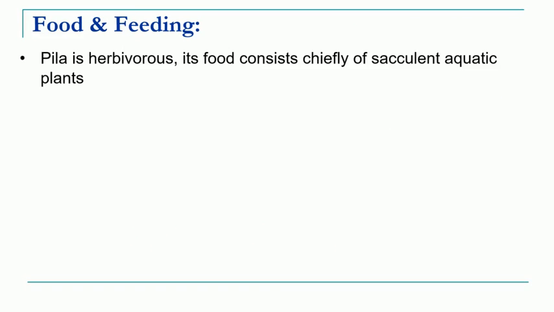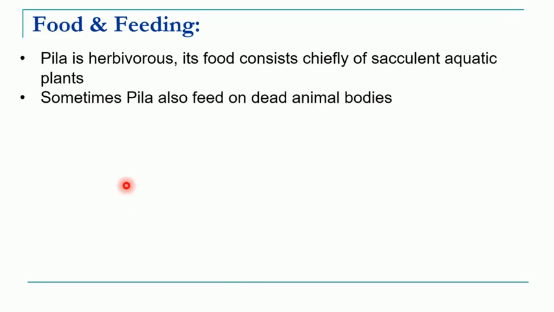Now we move on to the last part of today's discussion, that is food and feeding of Pila. We know that Pila is a herbivorous animal. It feeds mainly on succulent aquatic plants like Pistia, Vallisneria and other aquatic herbs and weeds. Sometimes it also feeds on dead animal bodies. So if the primary food is unavailable, it can switch to dead animal bodies.